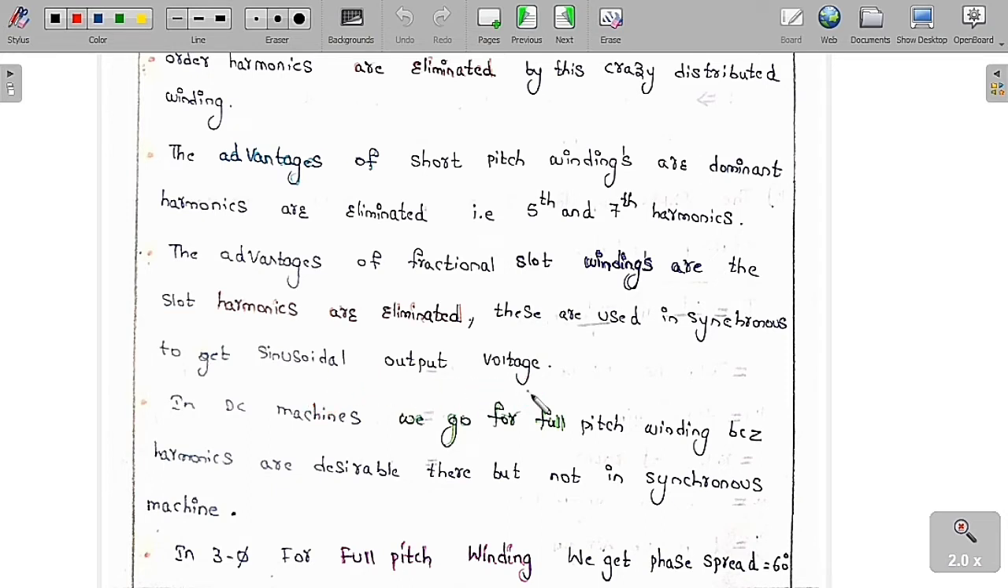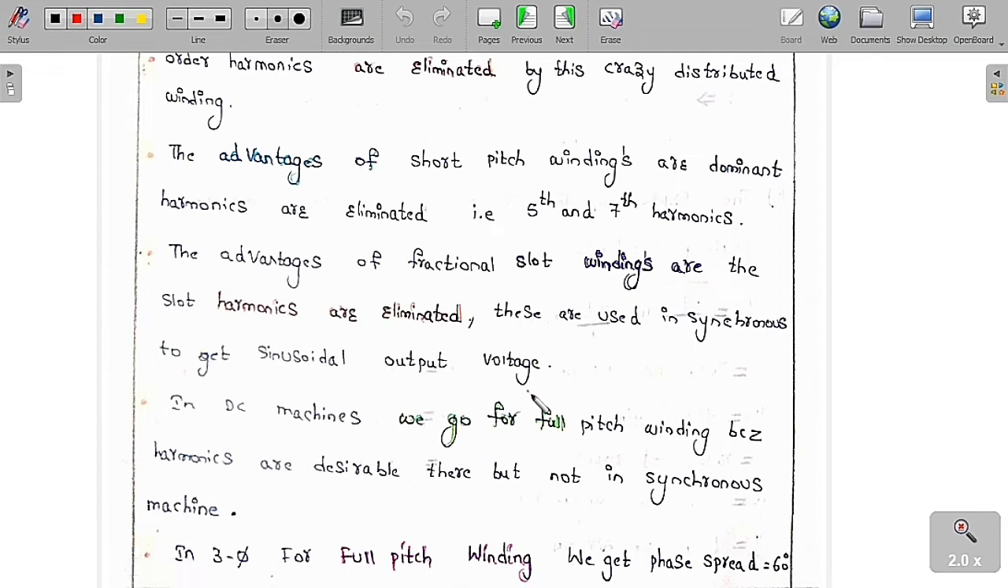Fractional slot winding, as I already told you, is when M, the slots per pole per phase, is not an integer. Then we say it is a fractional slot winding, and we use the short pitch winding. In this case we can remove whatever harmonics we want, keeping only the fundamental and eliminating the remaining harmonics, so the output is a pure sinusoidal waveform.